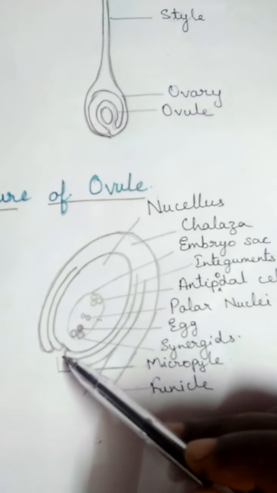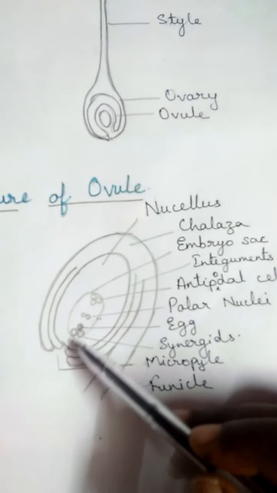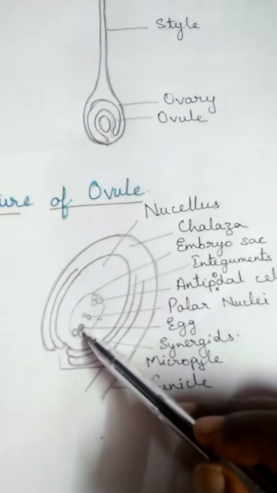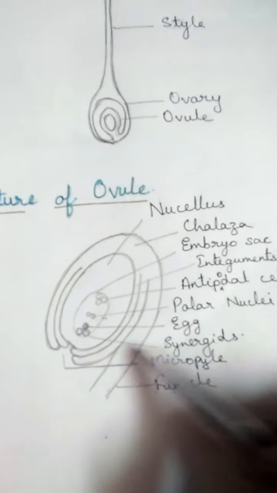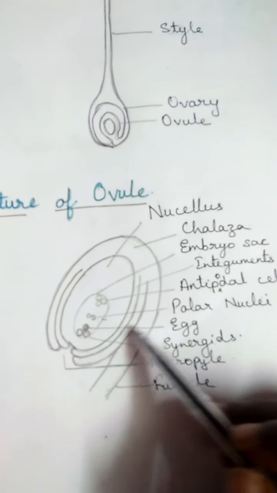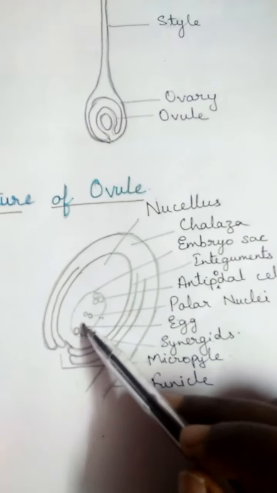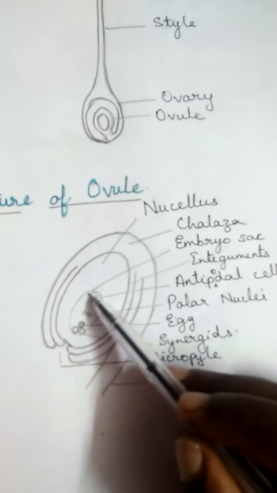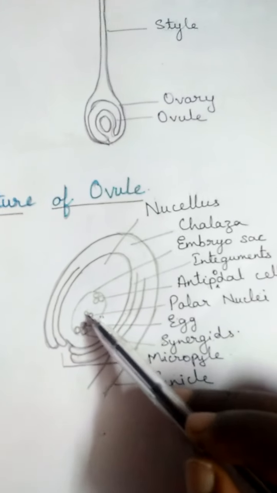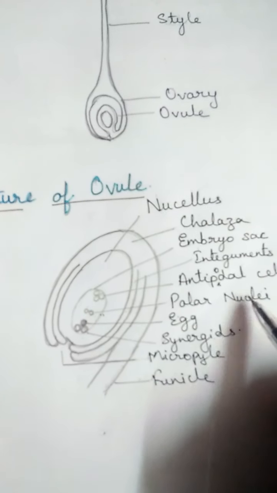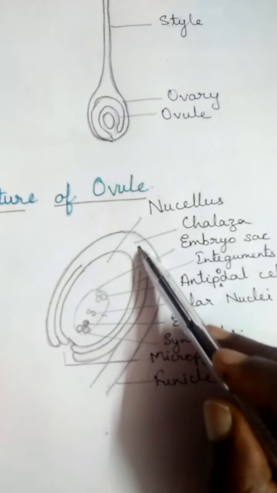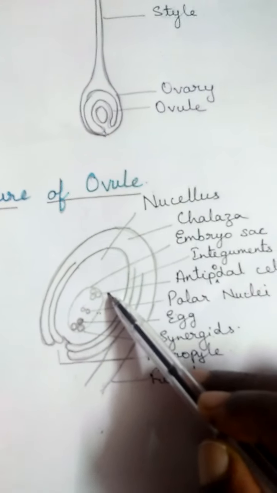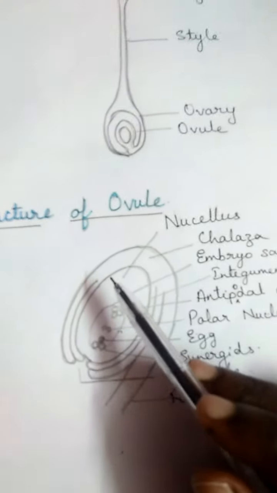So here you have studied that towards the micropyle end, there are 3 cells. Among these 3 cells, 2 cells are called the synergids, and the one in the middle is called the egg. So towards the micropyle end, we have 2 synergids and 1 egg. Towards the center of the embryo sac, you can find the polar nuclei. Next, towards the chalazal end, you can find 3 antipodal cells. So this is the structure of the ovule.